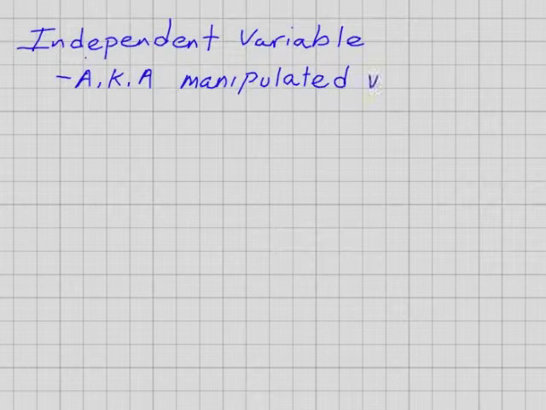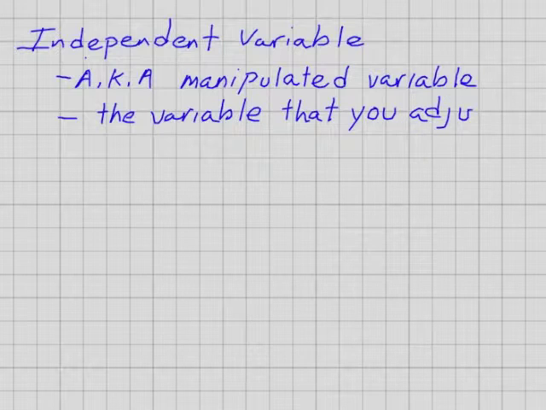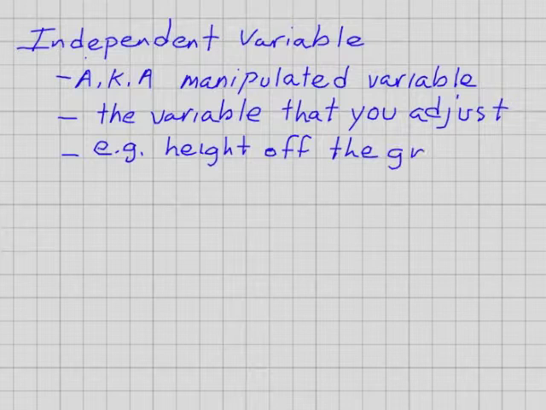So here are the notes. The independent variable, also known as the manipulated variable. This is the variable that we can adjust, we can manipulate. For example, it is the height above the ground. We can choose which heights to pull leaves out of the tree.